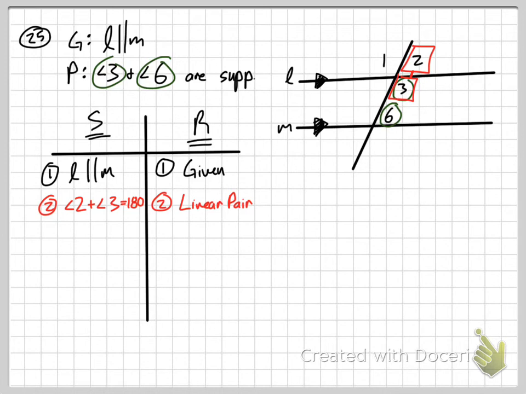Now I'm also going to connect, or bridge, 6 and 2 to one another. In chapter 3, we know that those two angles are congruent because they are corresponding angles.